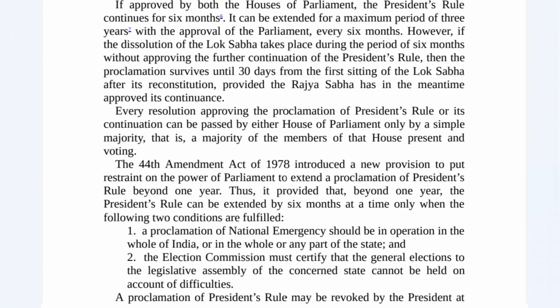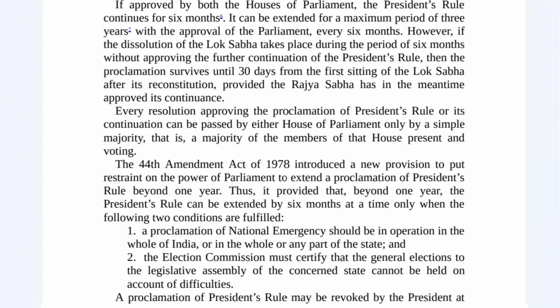44th Constitution Amendment Act of 1978 introduced new provisions like when a President's rule is extended beyond 1 year term, the President's rule can be extended by 6 months at a time only when two conditions are fulfilled. Condition 1, when a proclamation of national emergency under Article 352 should be in operation in the whole of India or in whole of or any part of the state. Condition 2, Election Commission must certify that the general election to Legislative Assembly of the concerned state cannot be held.